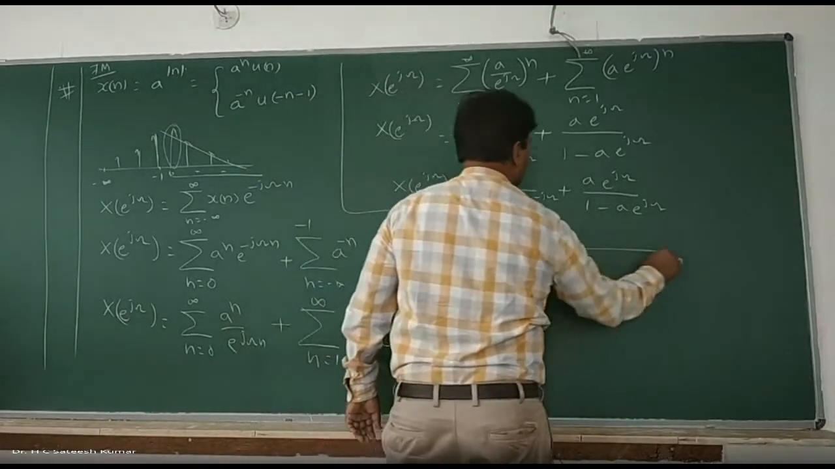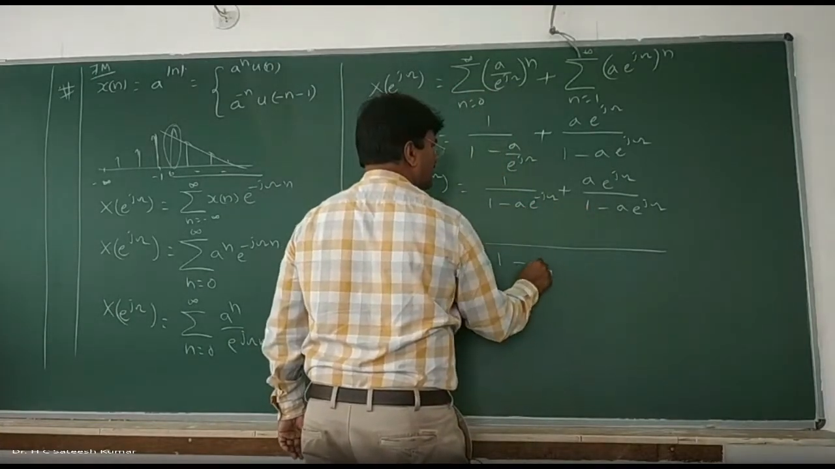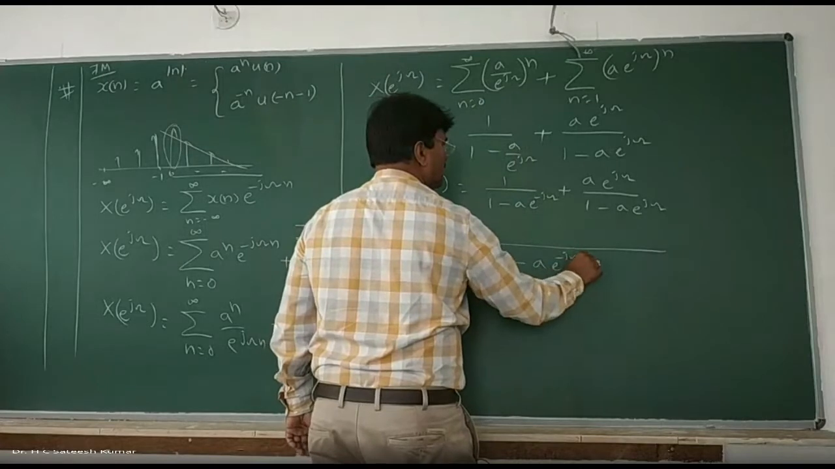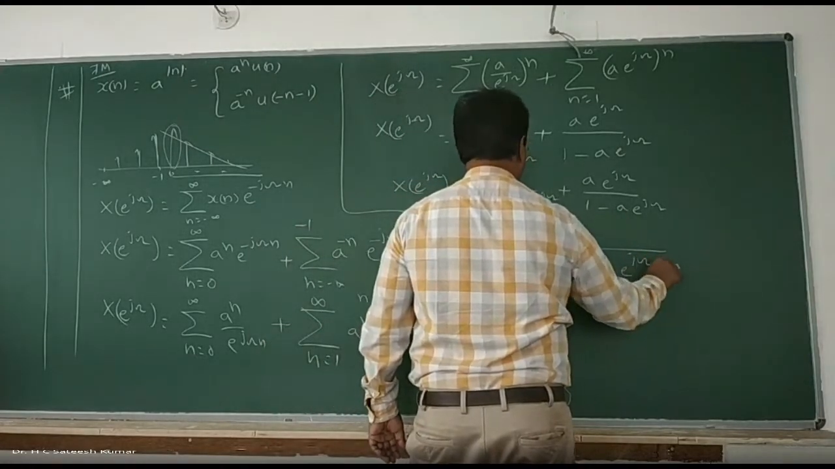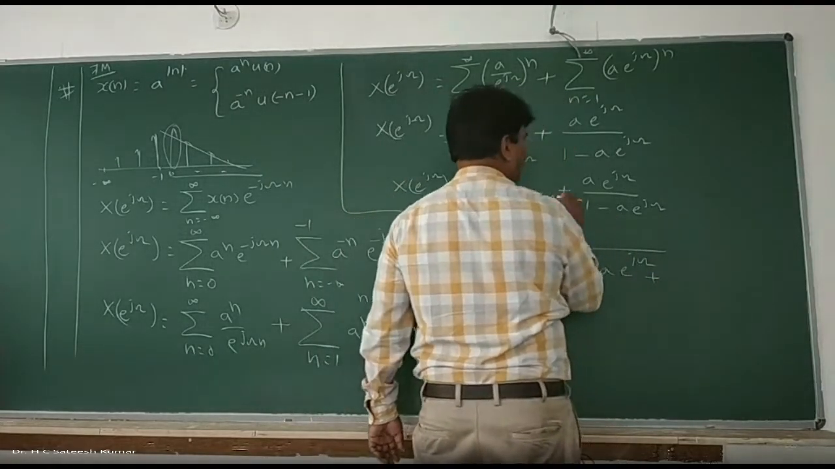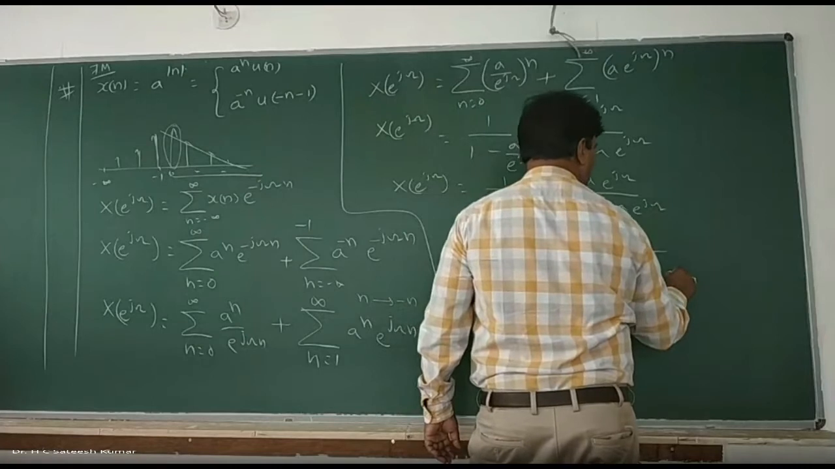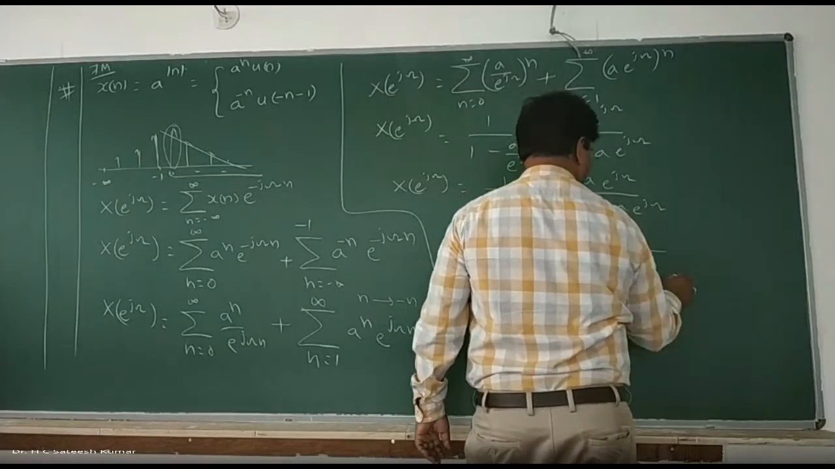What will you get? Multiply it. 1 minus a into e to the power of minus j omega, minus a into e to the power of j omega, plus e to the power of minus j omega into e to the power of j omega is 1. Therefore, a into a is a square.